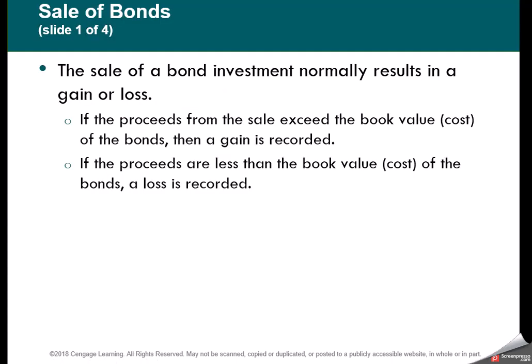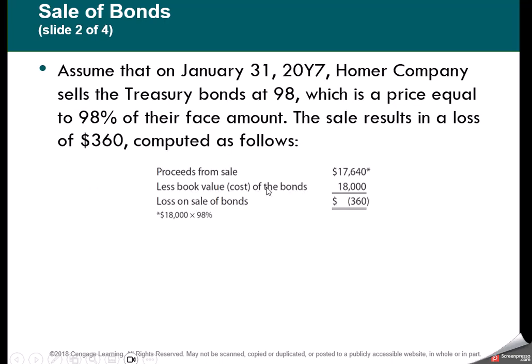Then if we sold the bonds prior to them maturing, there will be a sale price. We'll receive proceeds. It's more than likely going to be different than the book value. So if it's higher than the book value, we have a gain. If it's lower than the book value, we have a loss.